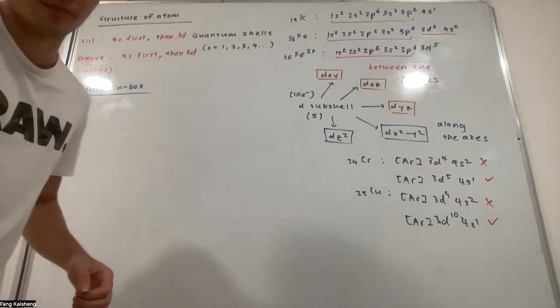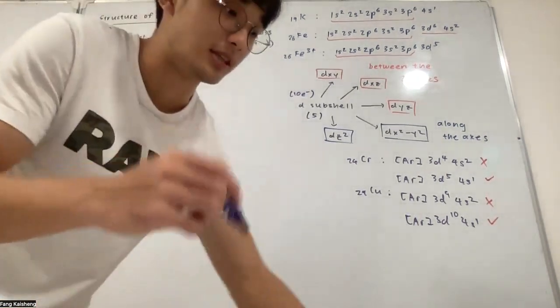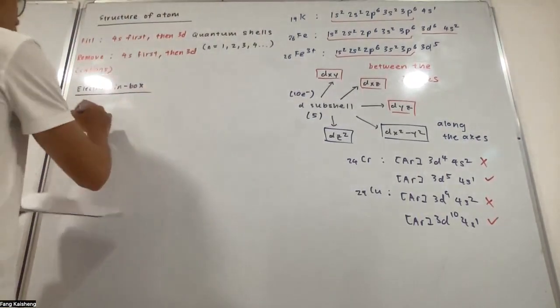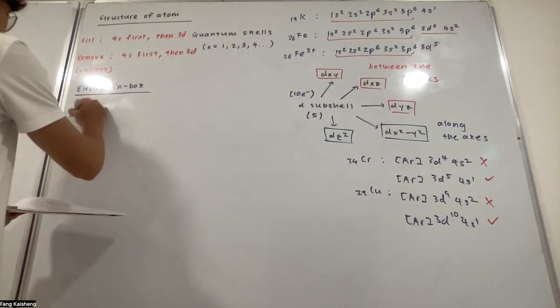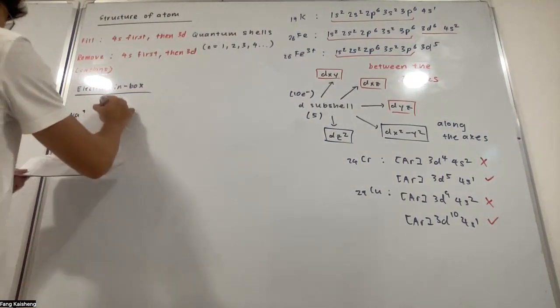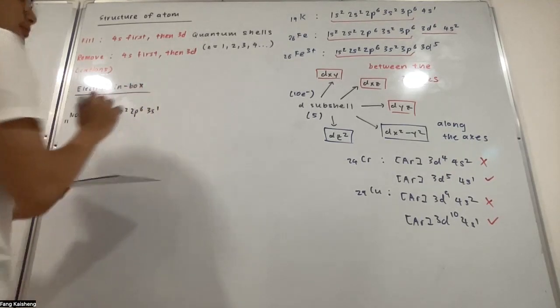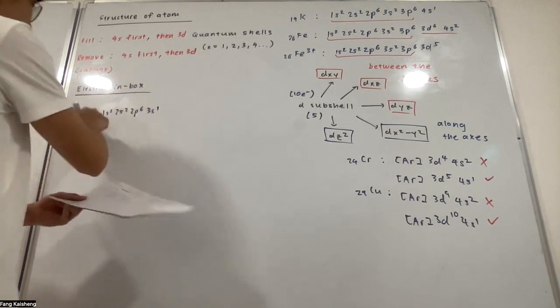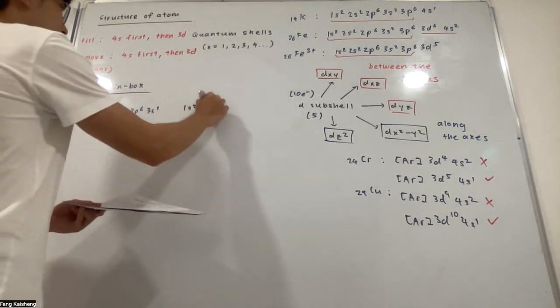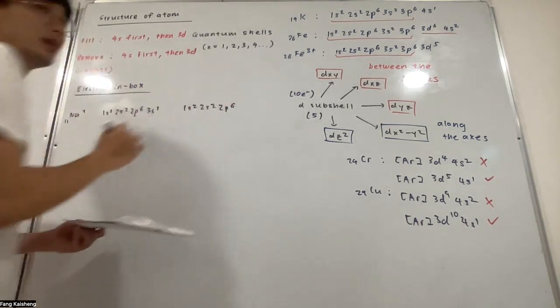Let me just write on the board so that the recording can see. So for the atom first, we take a look at sodium. Sodium is 11. For the atom it is up to 3s1. For the ion, you just remove the one electron over there, so it ends at 2p6.